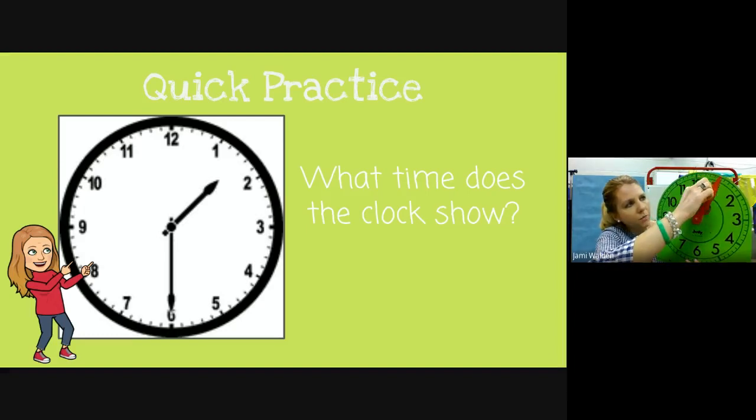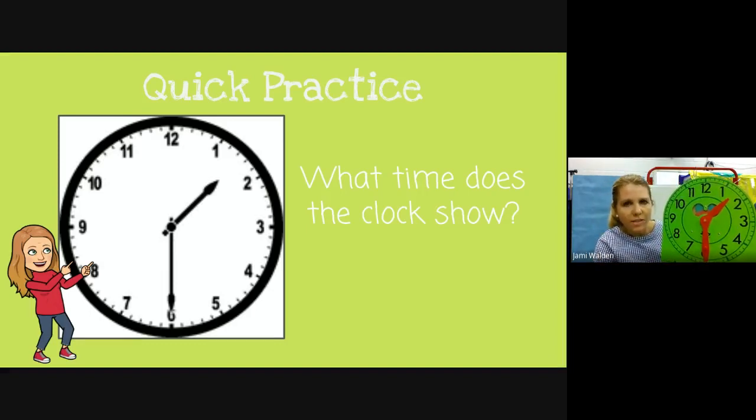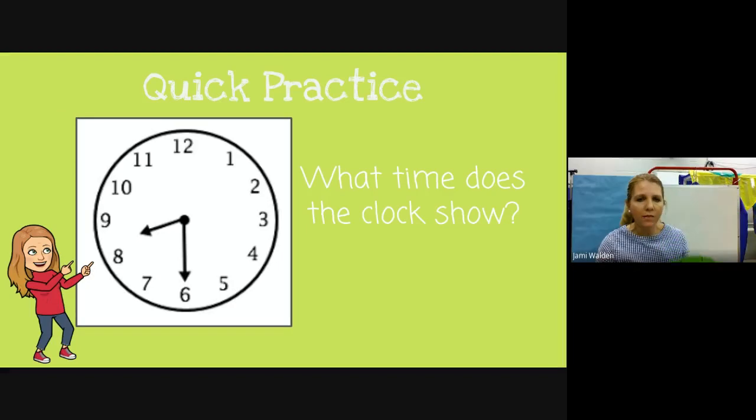As that minute hand moves around the clock and stops at the 6, just like the clock on the screen, my hour hand is now between these two numbers. It's gone around and stopped. What number did it go past? The 1. So the hour is 1. The minutes are 30. The time is 1:30. What about this one?